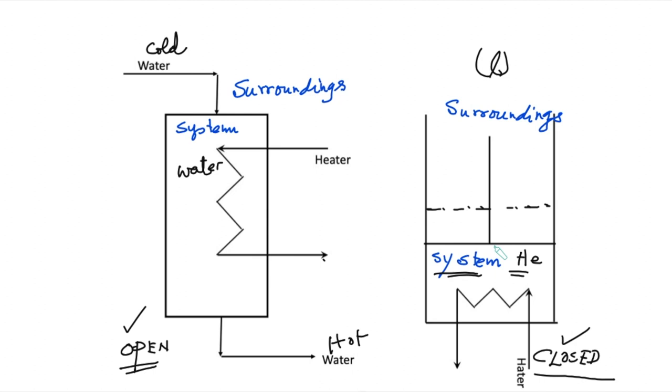So that is an example of how thermal energy and work energy are different. Okay, so that summarizes and concludes this particular lecture. Hopefully, you have got a better idea of the different types of systems: the closed system, open system, and the isolated system. Thank you.